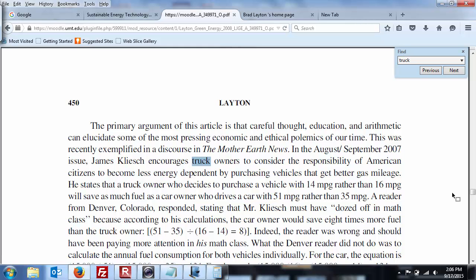He states that a truck owner who decides to purchase a vehicle with 16 miles per gallon rather than 14 miles per gallon will save as much fuel as a car owner who drives a car with 51 miles per gallon rather than 35 miles per gallon. A reader from Denver, Colorado responded stating that Mr. Click must have dozed off in math class because according to his calculation, the car owner would save 8 times more fuel than the truck owner.